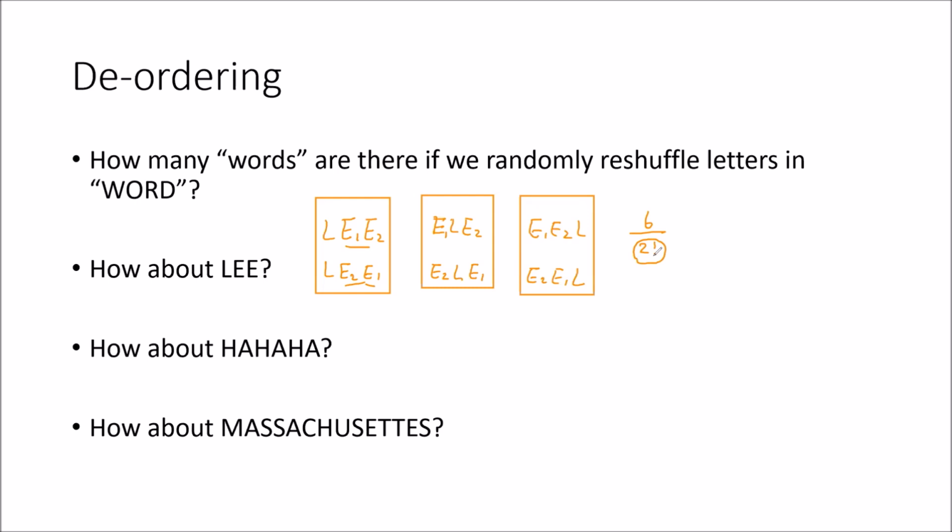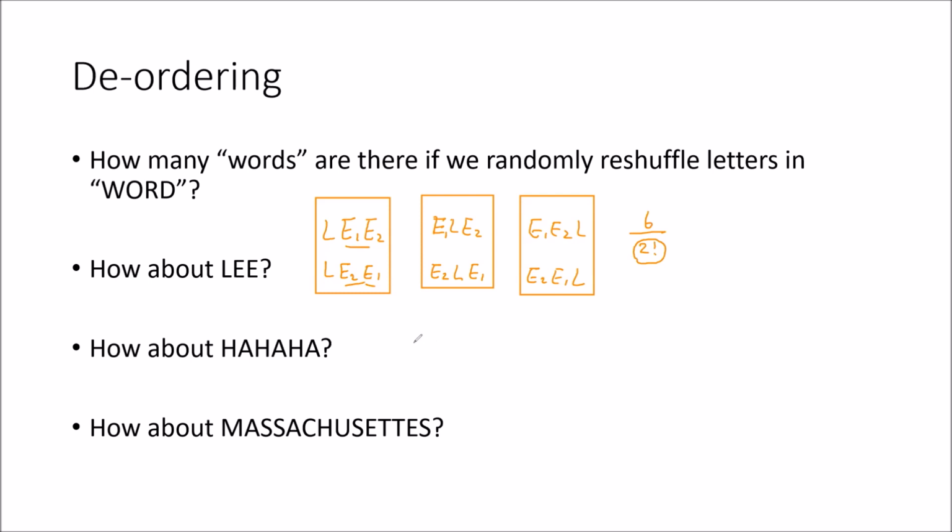This is what I call deordering the 2 E's. At the beginning, you assume the E's are different. Then you have 3 factorial, but then they're the same. So you deorder them by dividing 6 by 2 factorial. So here it's very similar. You can really work out the chart like this, but it's a little bit tedious. I'm not going to do that. So we're going to just apply this method.